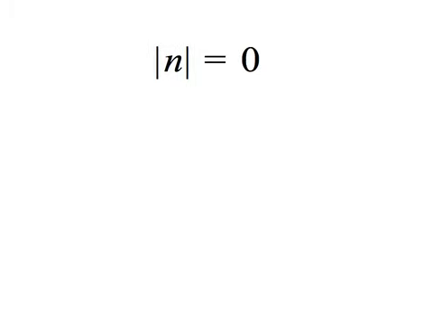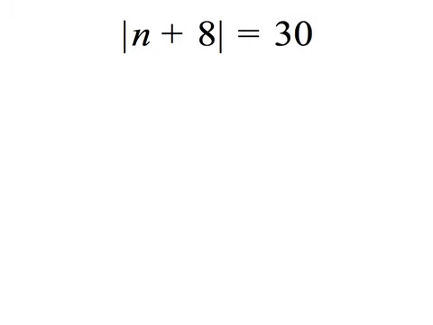And here's an absolute value equation that has one solution. 0, of course, is 0 units away from itself. The absolute value of 0 is 0. The opposite of 0 is also 0, so there's only one answer. So if the absolute value of a number is 0, then the number has to be 0.